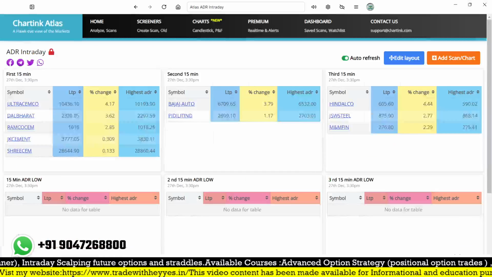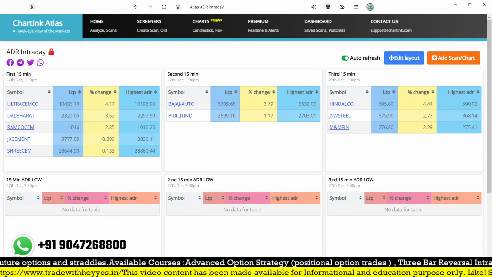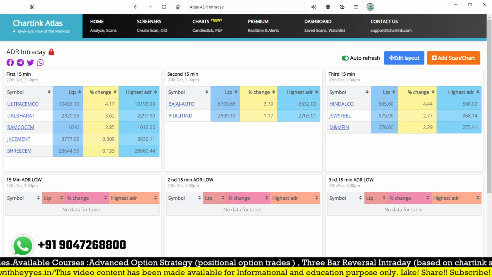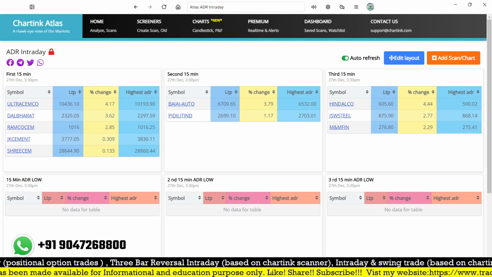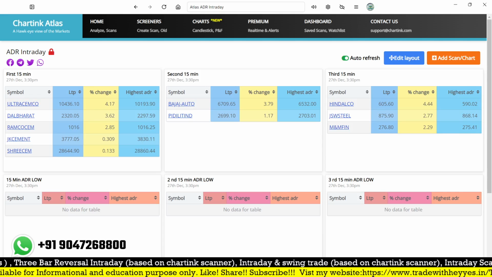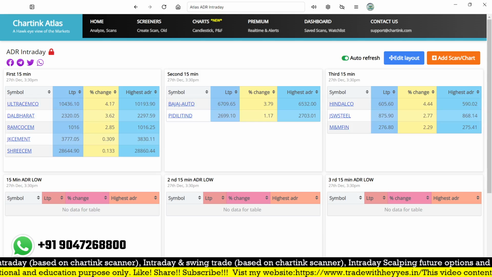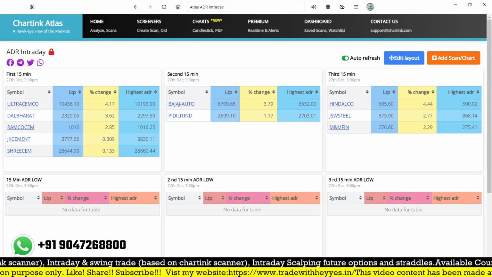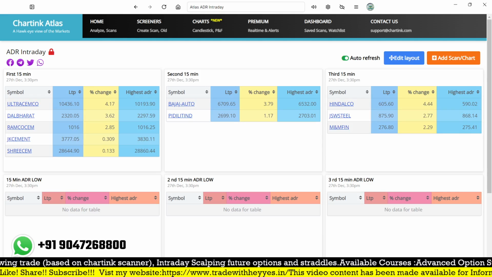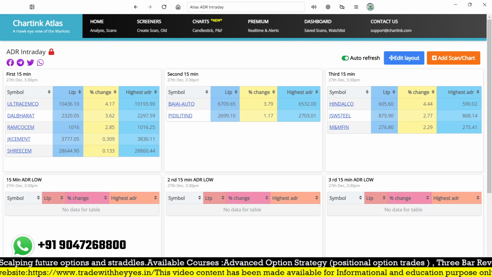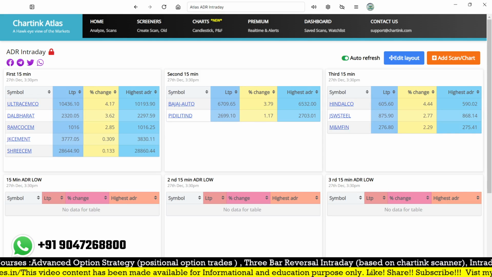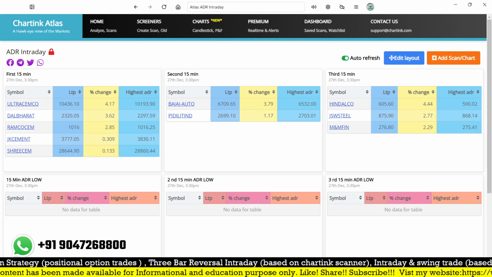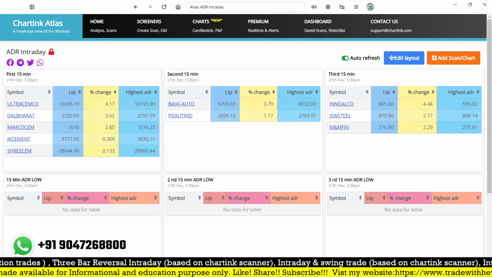So we already discussed this particular scanner, which is already updated on our premium Telegram group. Today's scenario: we don't get any stocks on the negative side, like the first 15 minutes ADR, second 15 minutes ADR, and third 15 minutes. There are no stocks in a downside. Mostly the positive side we got, and some cement sector stocks in the morning. Everything is a gap up opening, and around 1-2% positive, like Ultratech, Dalmia Bharat, Ramco Cement, JK Cement, and Sea Cements. Almost five cement stocks happened in the first 15-minute candle.